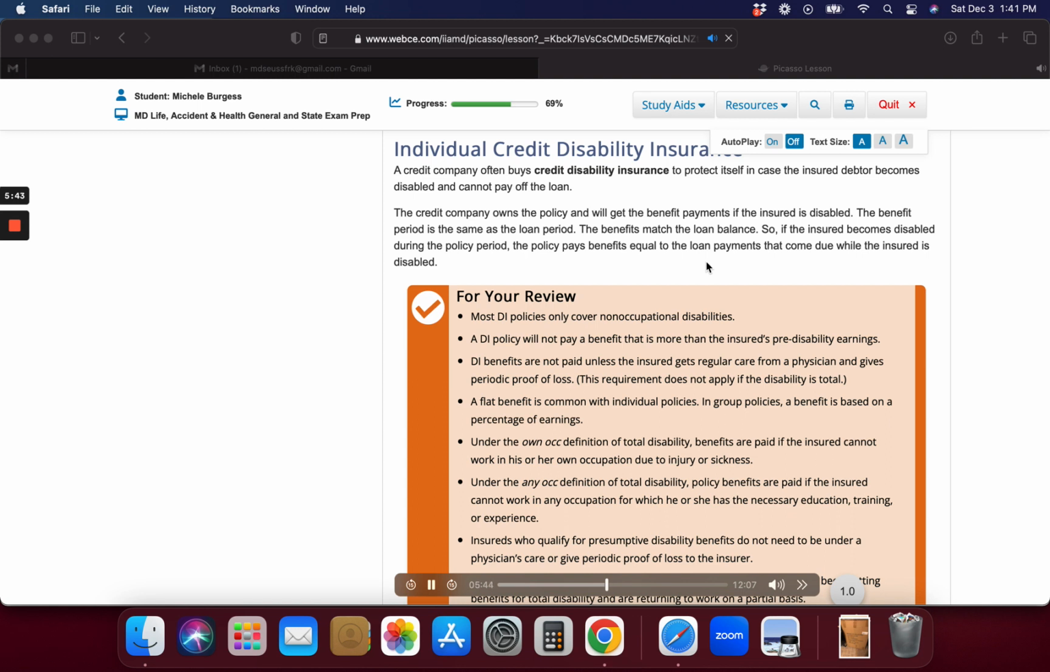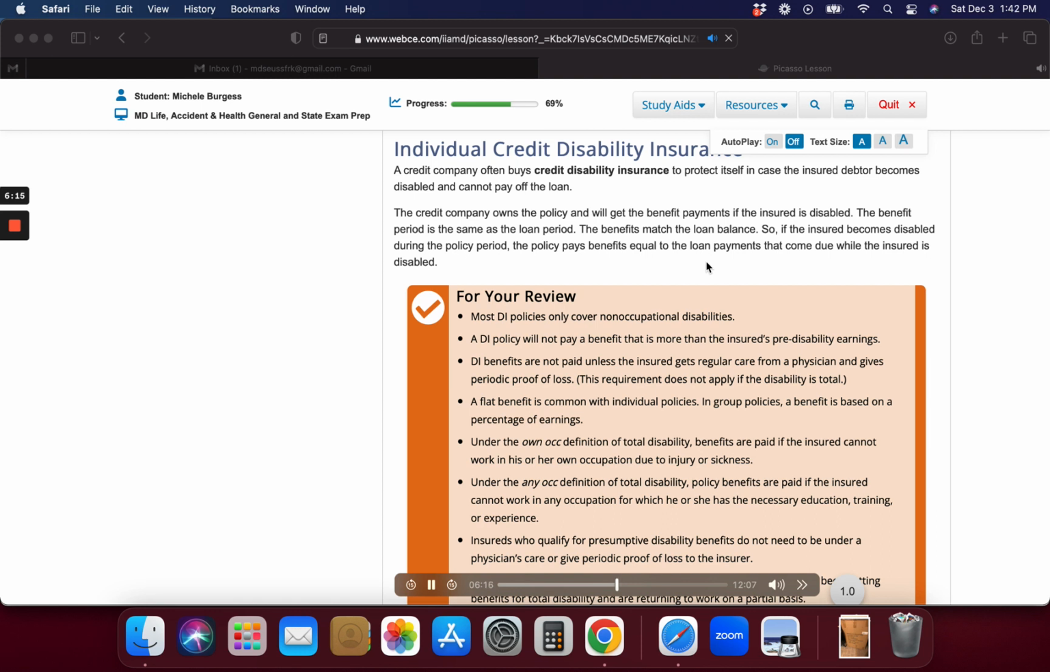Presumptive total disability. Under the presumption of disability provision, the insured qualifies for the full benefit by suffering a specified loss that is considered total and permanently disabling. Insureds who qualify for these benefits do not need to stay under the care of a physician or give periodic proof of loss to the insurer. These disabilities are presumed total and permanent: quadriplegia and paraplegia, loss of eyesight, loss of speech, loss of any two limbs.